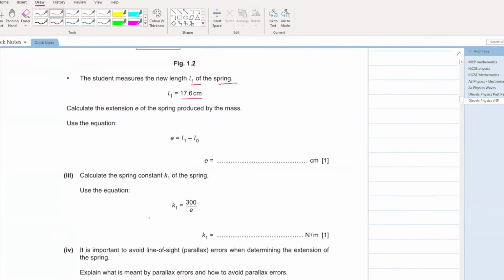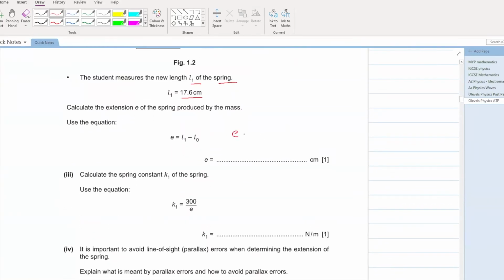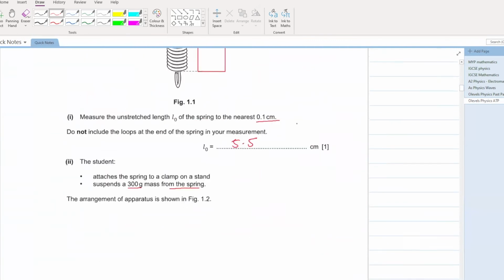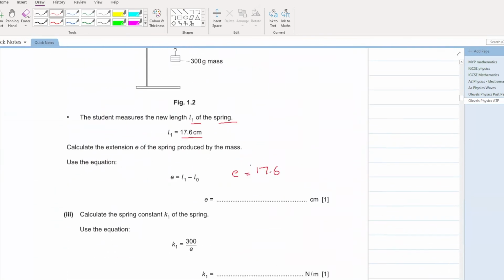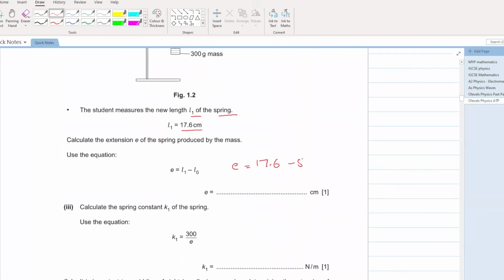Calculate the extension E of the spring produced by the mass. Use this equation. How will you do that? Extension is equal to L1, that is 17.6, minus L naught, that is 5.5. Subtract both of them. 17.6 minus 5.5 comes out to be 12.1 centimeters. Simple as that. This extension is 12.1 centimeters.